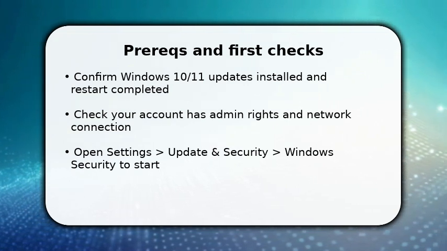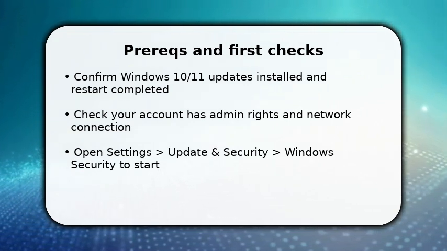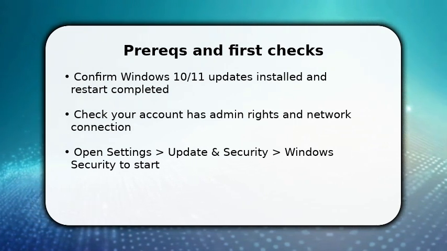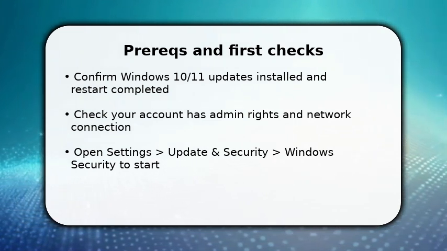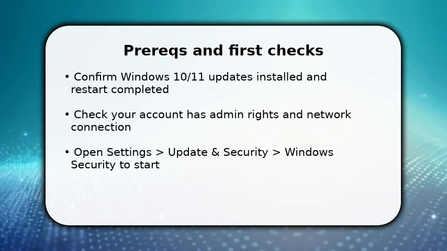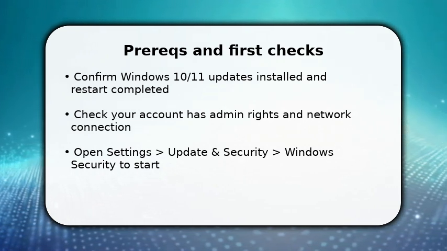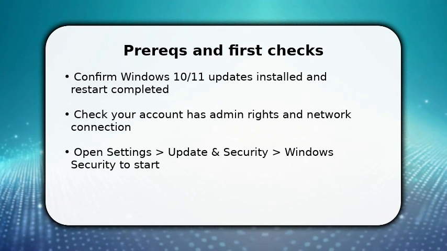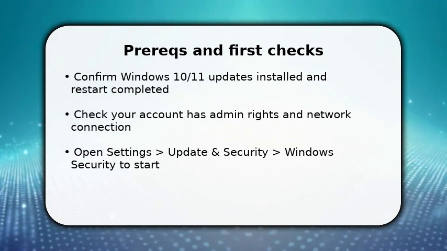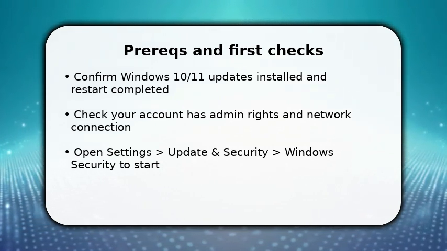Next, open Settings, navigate to Update and Security, then Windows Security to trigger the service. This initial sequence clears transient issues and prepares the system for deeper fixes, because many display problems stem from missing updates, wrong permissions, or blocked service startup.